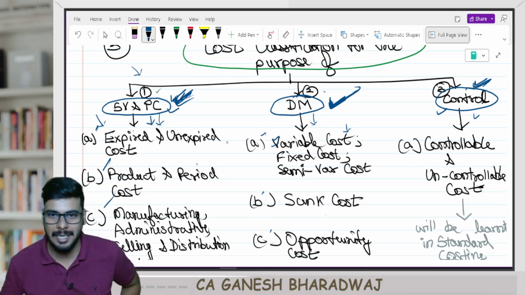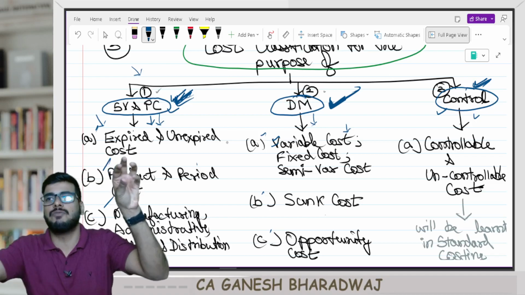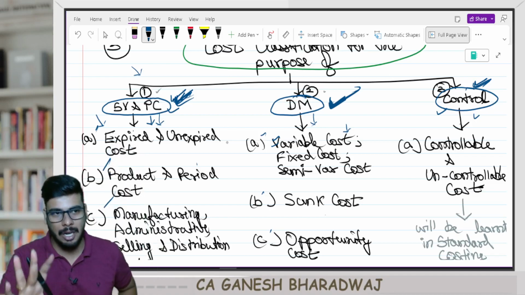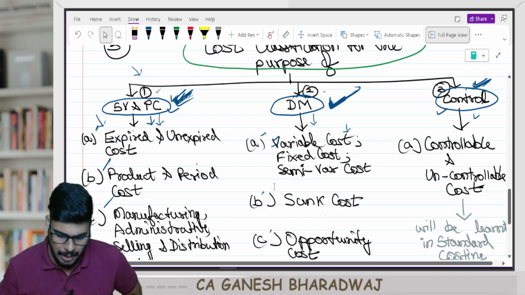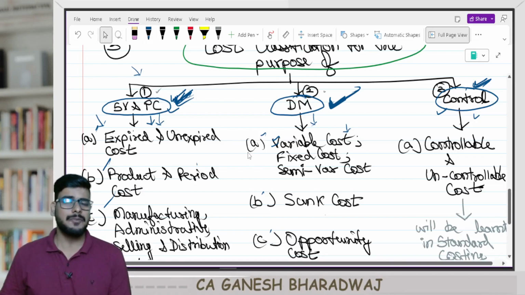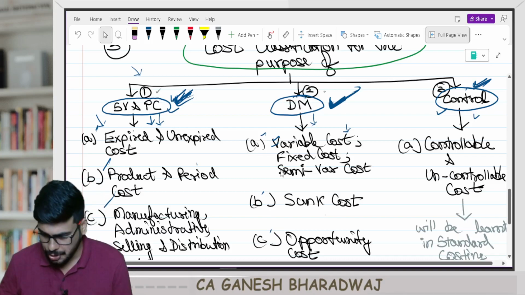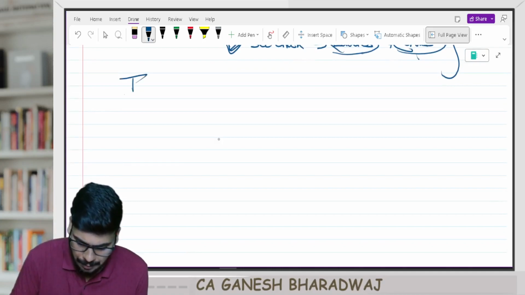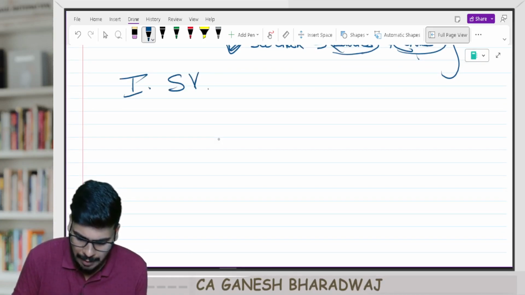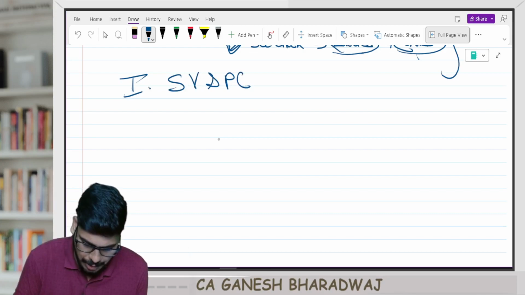This is the reason why objective wise we have classified the cost. Now, does it make sense for you? Clear with this? Now, what is the first objective I told you? Stock valuation and profit computation. Excellent. Now, the first objective is what? Stock valuation and profit computation, right?